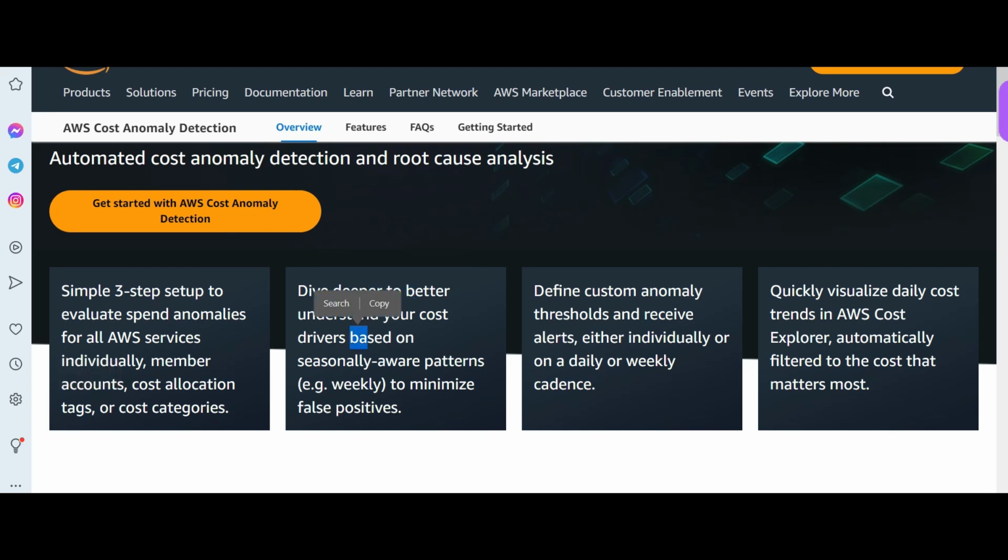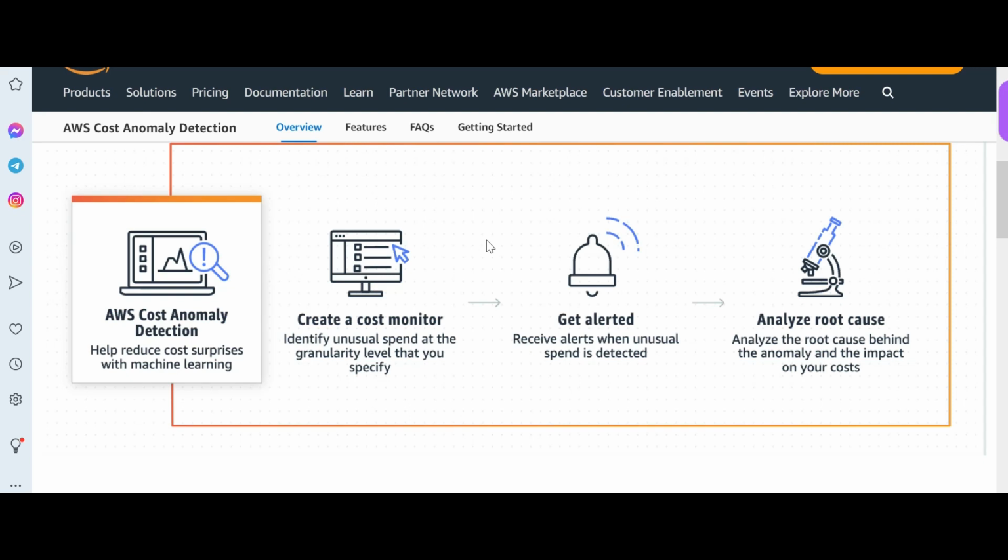Probably in the first or second month, you thought it would run at $3,000, but you understand, realistically, it seems to be $5,000. So then you can define your budget also: $5,000 is the real figure. So this is the flow. You create a cost monitor, you see this cursor here? You create a cost monitor and you get alerted. You will get an alert that your cost is going beyond the limit.